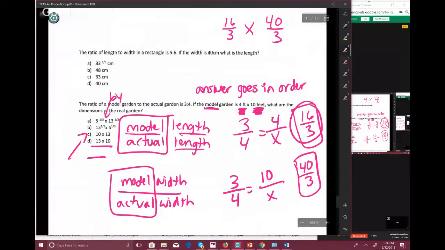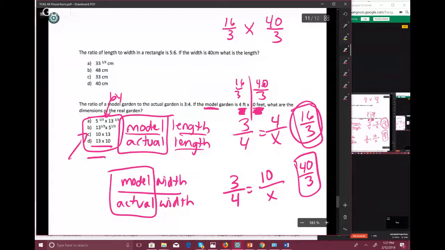We would assume the answer is going length width or width length, whatever you called it, in the same manner as this. So keep them lined up with the dimension that they went with. So 16/3 goes with the 4, 40/3 goes with the 10. Make sure they're in that same order, because if you switch the order, you're comparing a length to a width and you're comparing a width to a length. And then that proportion is not accurate because we know that they have a different ratio.